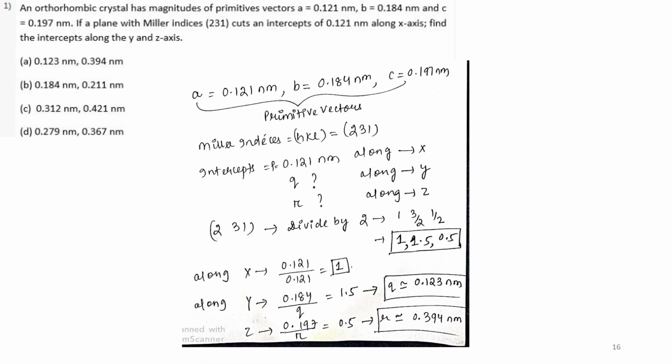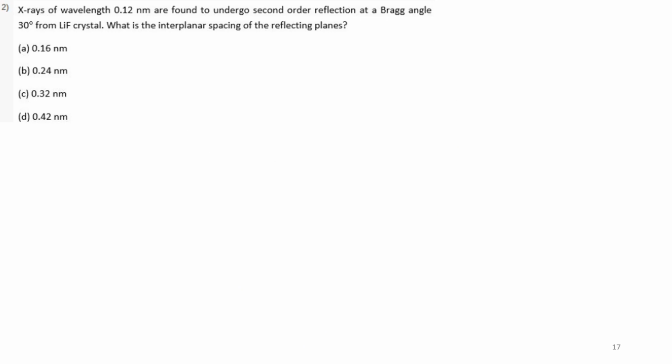The orthorhombic crystal has primitive vector magnitudes A equal to 0.2121 nanometer, B equal to 0.184 nanometer and C equal to 0.197 nanometer. If a plane with Miller indices 231 cuts an intercept of 0.2121 nanometer along the x-axis, find the intercepts along the y and z axes. Okay, so for solving this, the a, b, c parameters are already given.